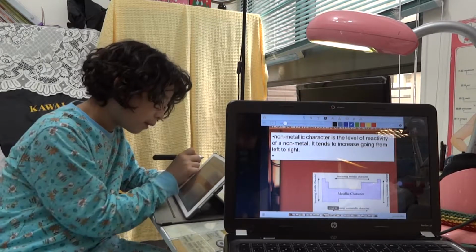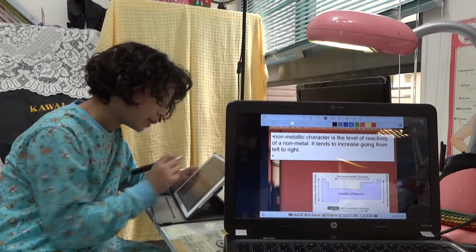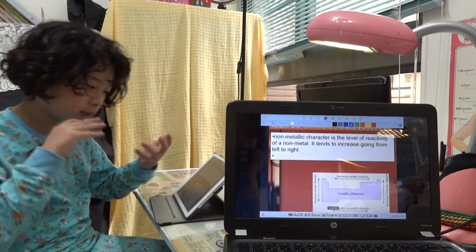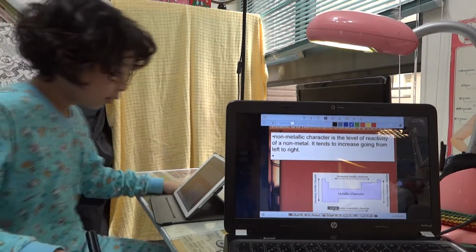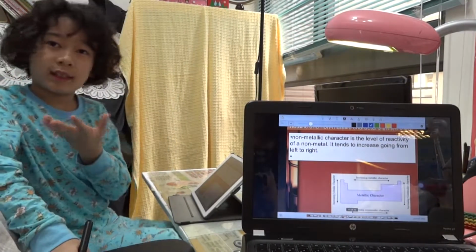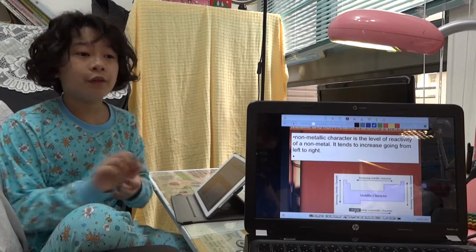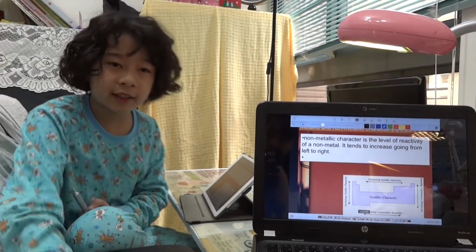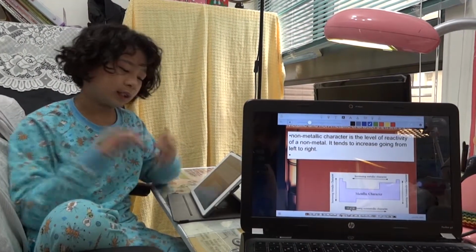So, what about non-metallic character? Non-metallic character is just the opposite of metallic character, so it goes in the opposite direction. Non-metallic character is just taking electrons instead of giving electrons. For example, if you give up electrons very easily, you get electrons with great difficulty. So it's just in the opposite direction.